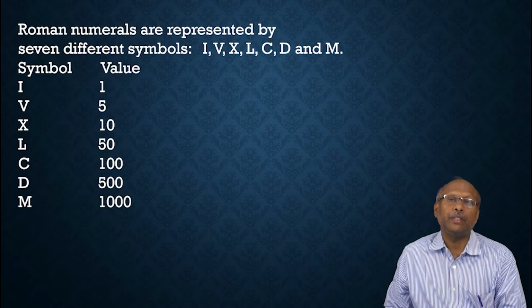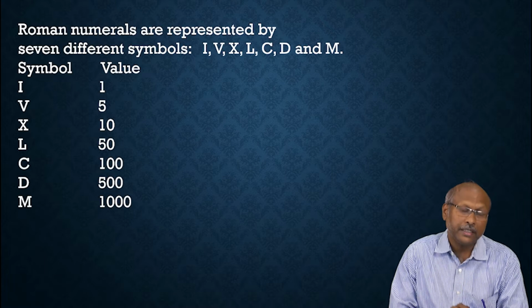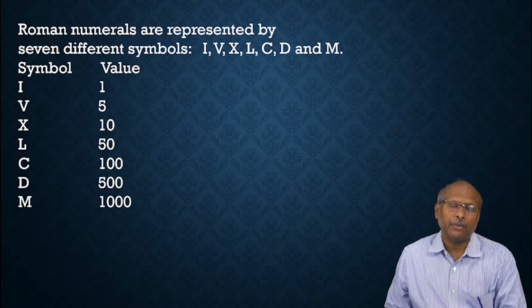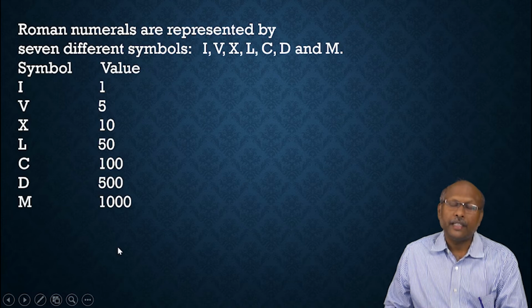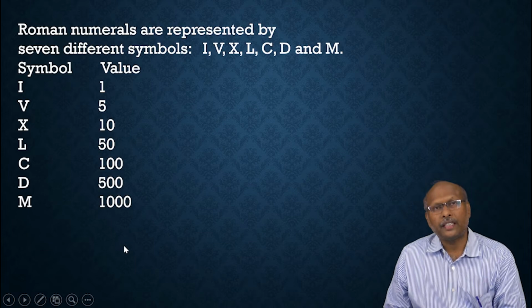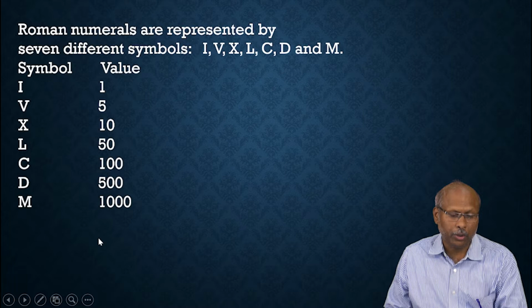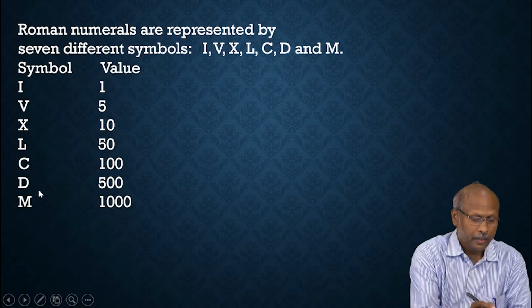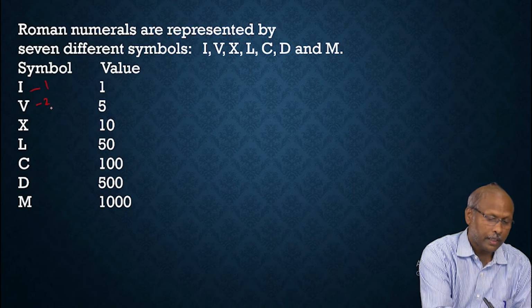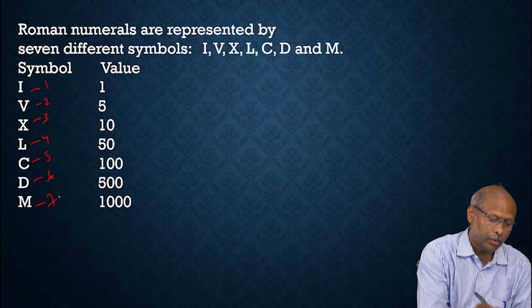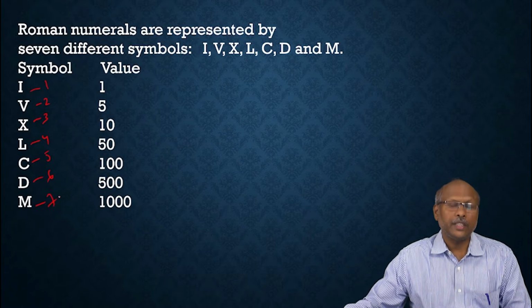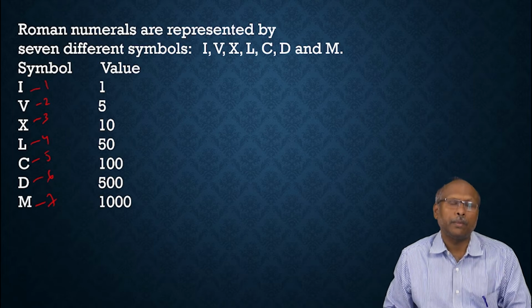Remember, the highest value is 1000, which you can represent with a single symbol, that is M. M stands for 1000. D stands for 500. C stands for 100. L stands for 50. X stands for 10. V stands for 5. I stands for 1. So these 7 symbols you have to know: first, second, third, fourth, fifth, sixth, seventh. Totally 7. Using these symbols, you have to convert the Roman number into integers.